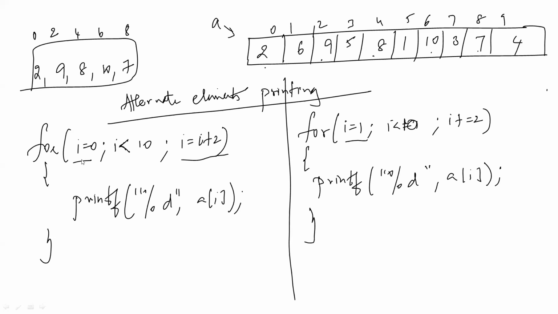So I'm starting from 0. A of 0 will be printed. After the 0th position, I should go to the 2nd position. So 0 plus 2, it will automatically go to the 2nd position. 2 is less than 10. A of 2 will be printed. 2 plus 2, 4th position. 4 plus 2, 6th position. 6 plus 2, 8th position. So that is how it is working, sir.